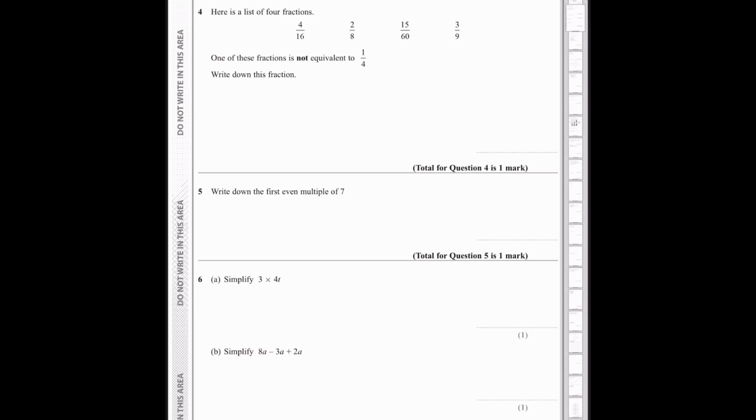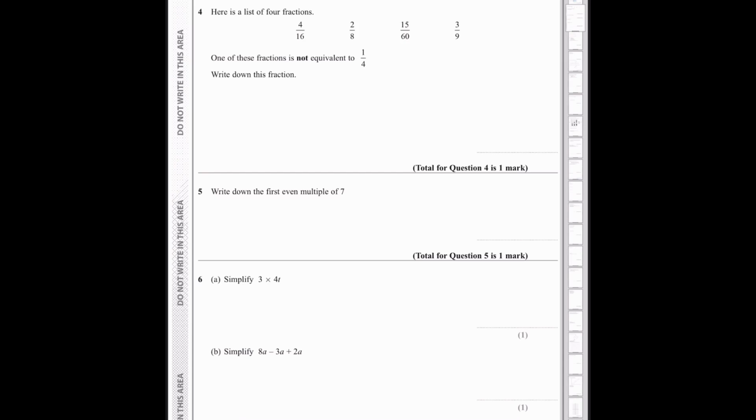All right, let's move on then. So obviously, as the foundation paper goes through, it does get a bit trickier. So question 4 says, here is a list of 4 fractions. One of these fractions is not equivalent to a quarter. Write down this fraction. Now, it's only 1 mark, and if you're really, really good at fractions, or you know what you need to know about fractions, you'll probably be able to answer this really quickly. If not, here's a quick way that you could do that.